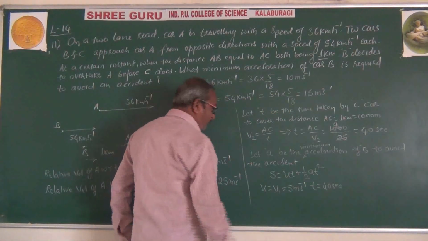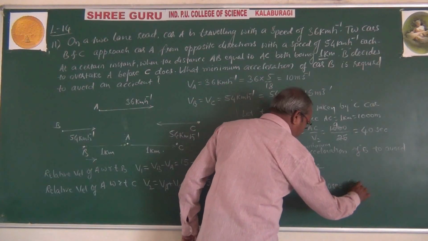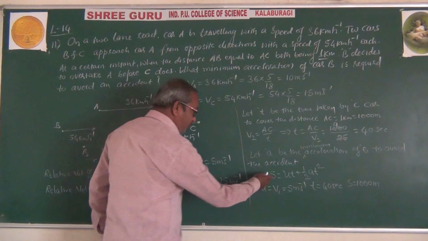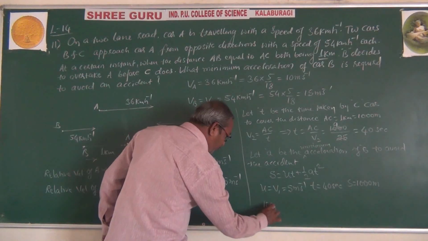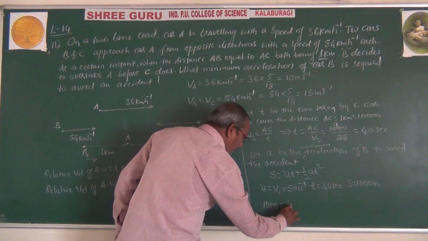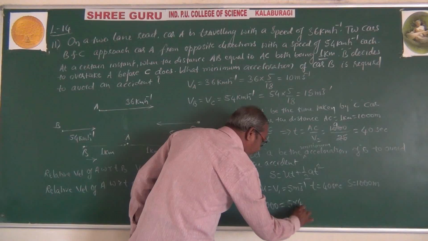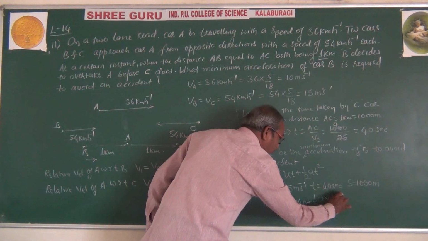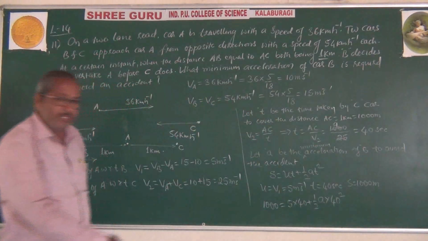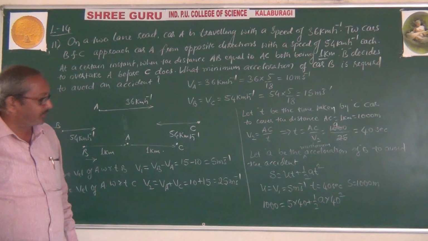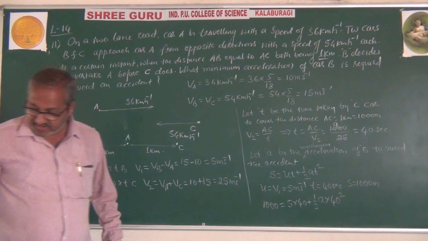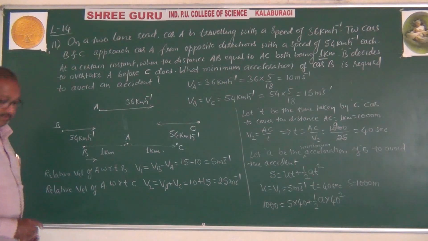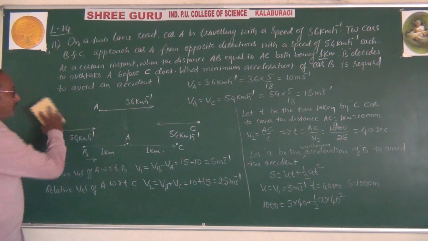Now S is 1 kilometer, which means 1000 meters. Now substitute these values here: 1000 equals 5 into 40 plus 1 by 2 into A into 40 square. We have to solve this, and after solving it, we will get the answer for the acceleration. I will solve it in the last step.